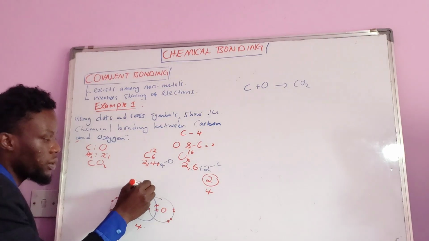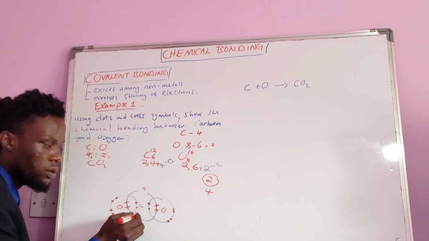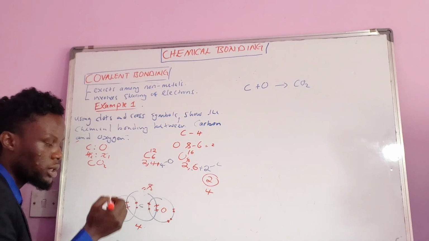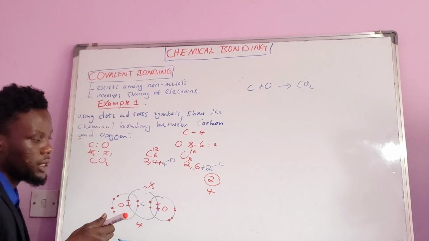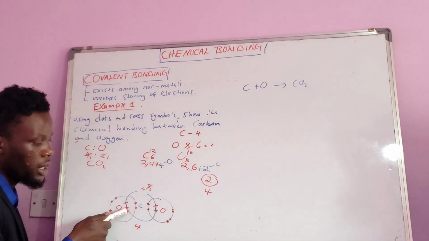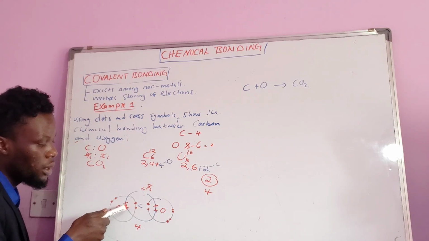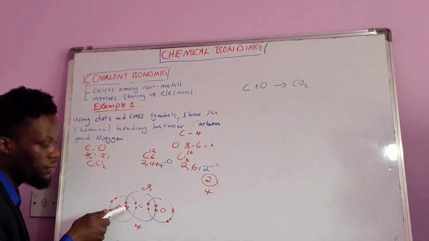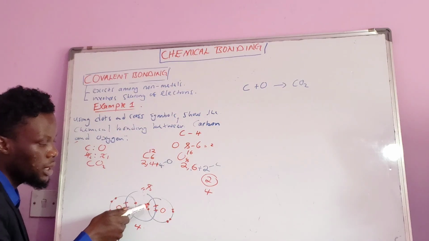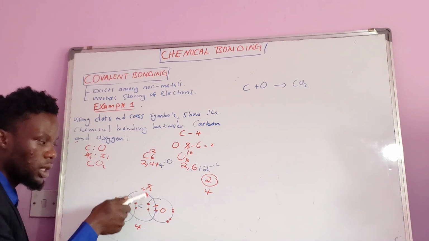So this circle, for carbon, within the circle of carbon needs to have 8 electrons. So let us count: 1, 2, 3, 4, then 5, 6, 7, 8. This is within carbon, which is equal to 8.